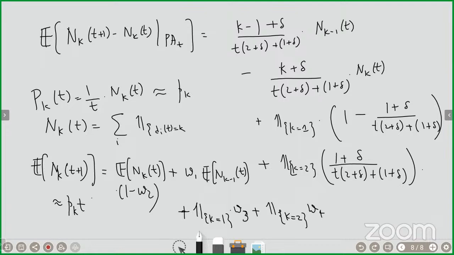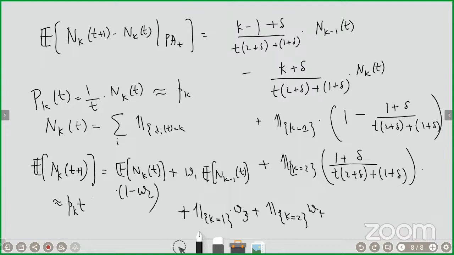W1 minus W2 times expected value of NK minus... No, in terms of pk. So supposing that my answer of the expected value of nk of t is close to pkt, what do you expect to happen? The difference would be pk into t plus 1 minus pk into t. So you get pk. Perfect. So now put that difference in this equation as equal to pk.